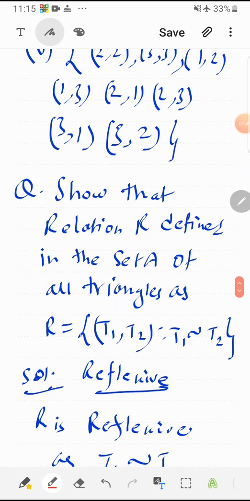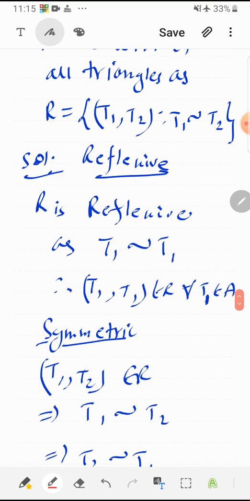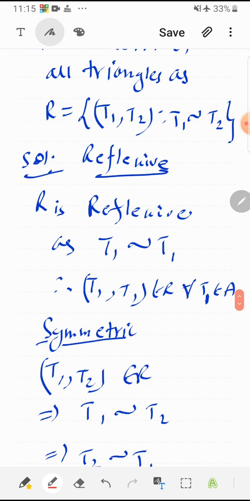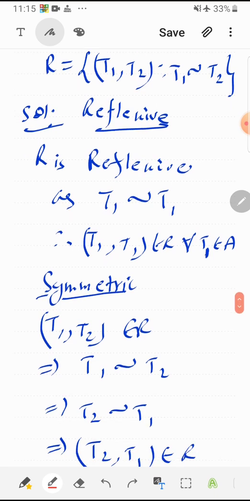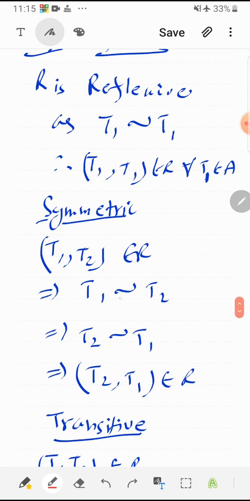Now the next question is, show that the relation R defined in the set A of all triangles, R equal to ordered pair (T1, T2) such that T1 is similar to T2. That means when two triangles are similar, they are related. So clearly R is reflexive, as T1 is similar to T1, every triangle is similar to itself. Now symmetric: R is symmetric also, because (T1, T2) belongs to R means T1 is similar to T2, and from here we can write T2 is similar to T1, so that means (T2, T1) belongs to R.